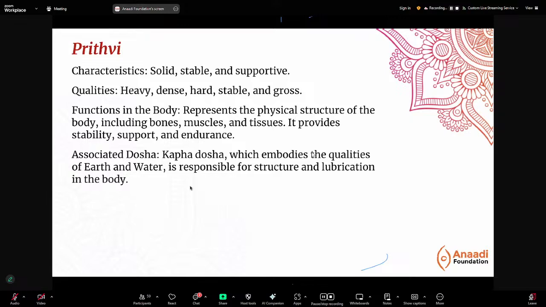So here, if you see, the functions of the body represent the physical structure of the body, bones, muscles, and tissues. It provides stability and support to the entire system. The associated dosha is Kapha dosha.